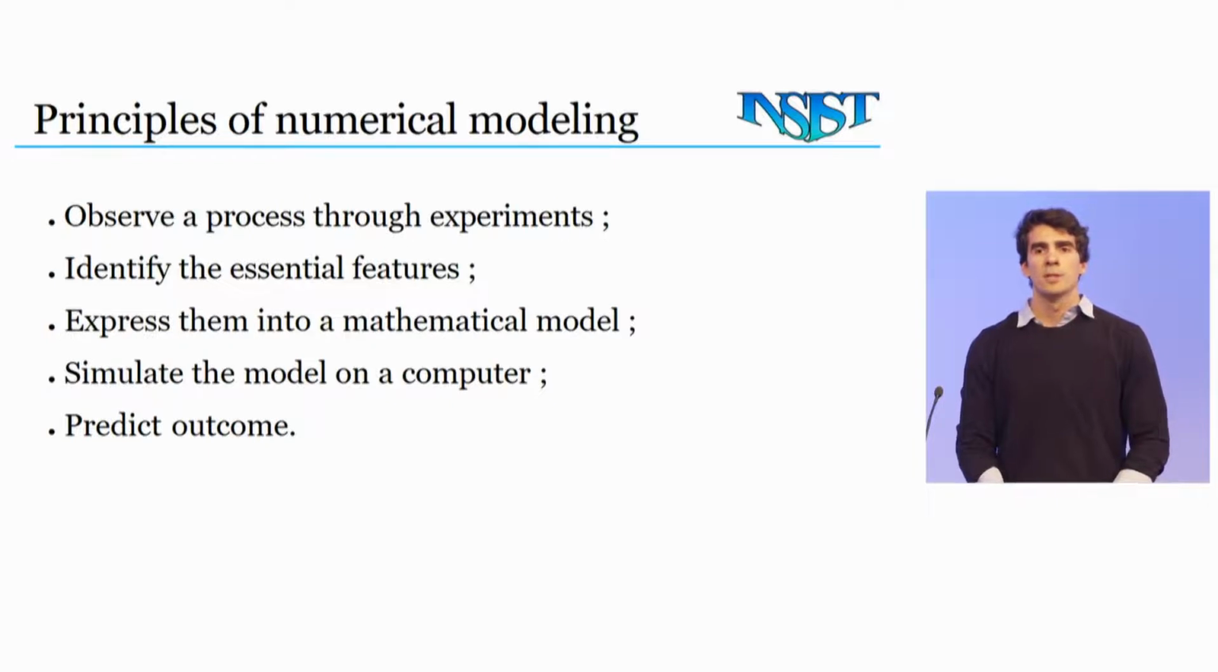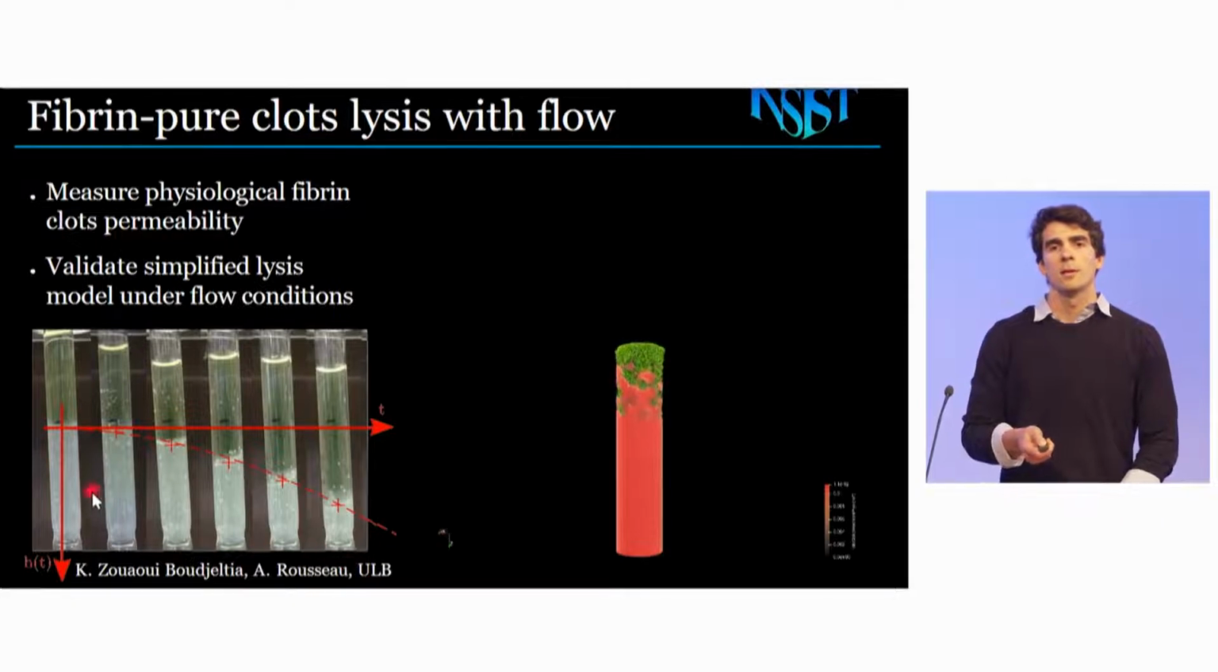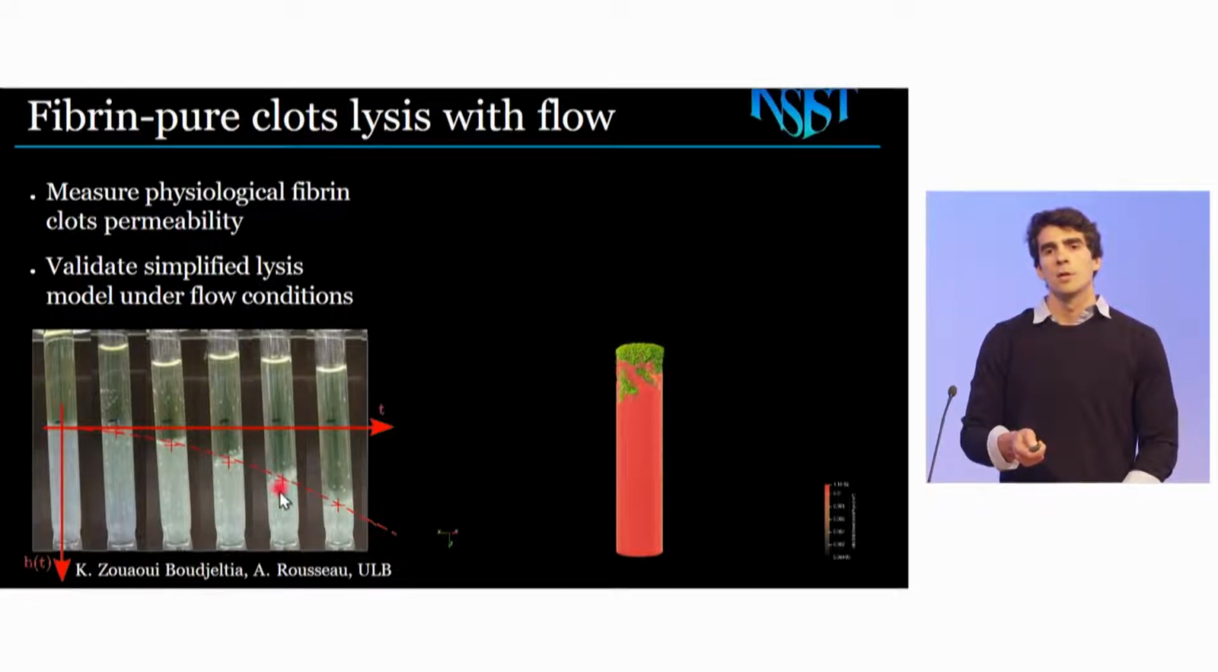So, following this procedure, we studied first of all the permeability of the clots and the evolution of the flow during the lysis. So, experiments were conducted at the Université Libre de Bruxelles, where fibrin clots were placed in tubes with physiological fibrin concentration, and a solution containing TPA was placed above these clots, and the solution was able to seep through the clot due to gravity. And at regular time intervals, the length of the clot was measured.